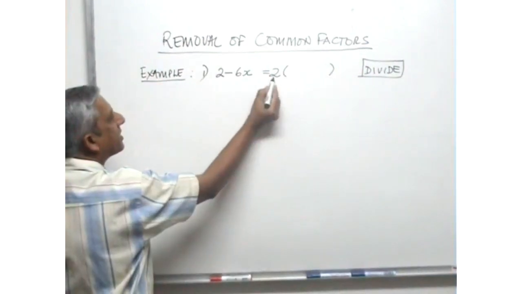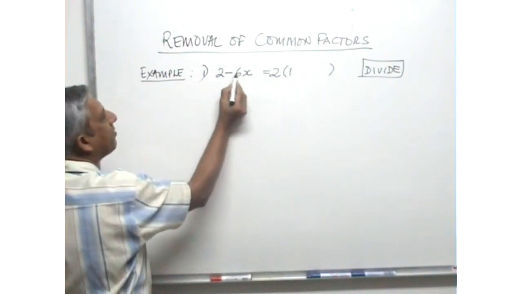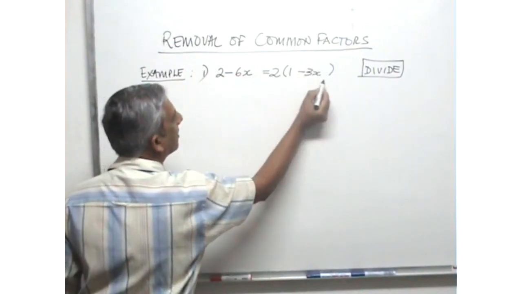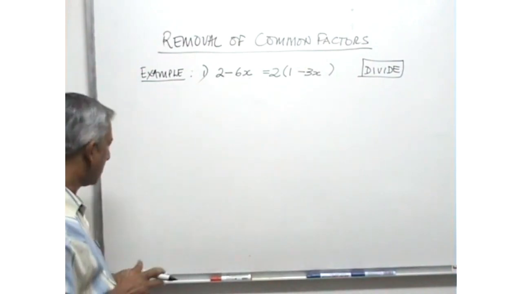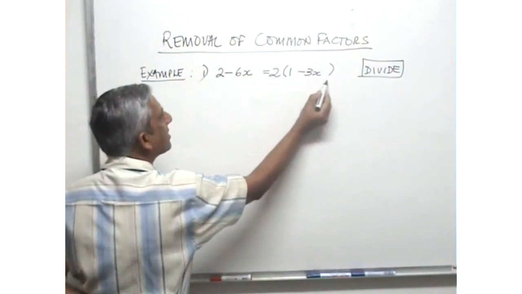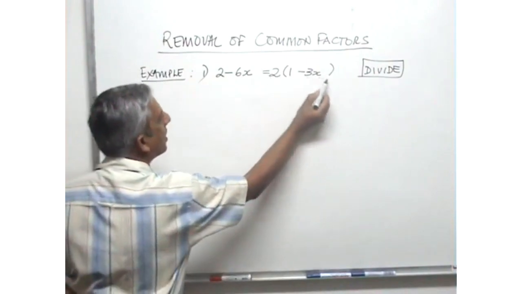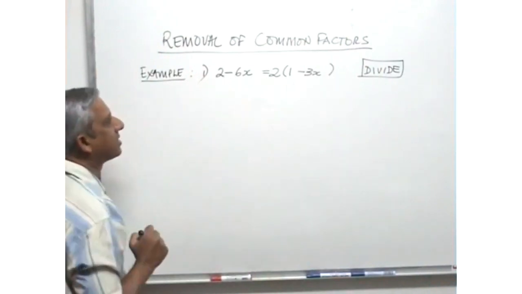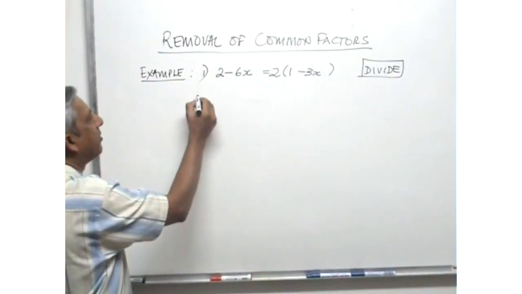So once we've written the common factor down here, we divide 2 by 2, we get 1. We divide minus 6x by 2, and we get minus 3x. So here are the factors for 2 minus 6x, and the common factor was 2. Now, if you multiply this out, you will get this. So if you want to test whether your answer is right, do products on that, and then you will get this answer. If you get this answer, you know your factorization is correct. So in this case, the common factor is a number.